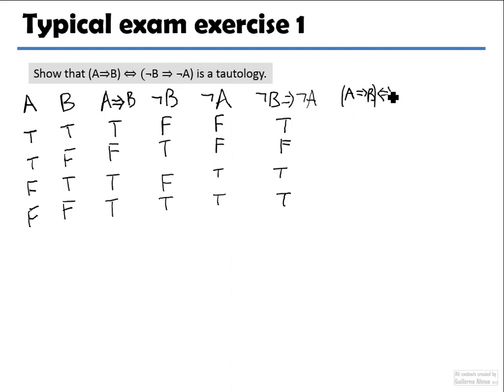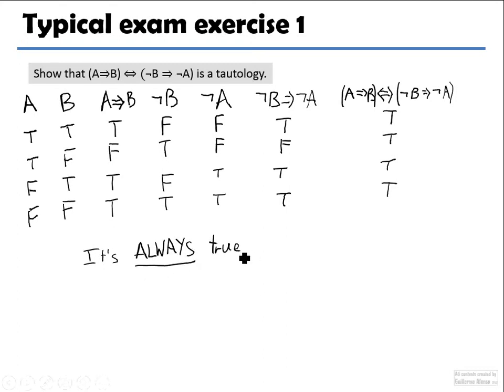And finally, I'm just going to see if those two columns are the same. If they are the same, I put true. If they're different, I put false. And hence I get that they're all the same, that column and that column are the same. Hence, it's always the same value. It's always true, no matter what happens for A and B. Hence, it's a tautology.